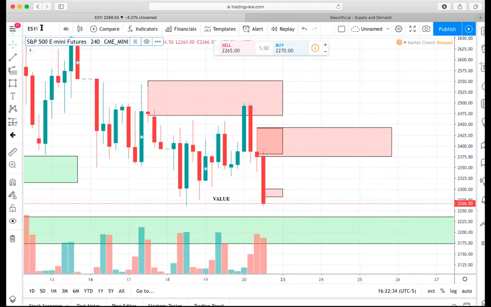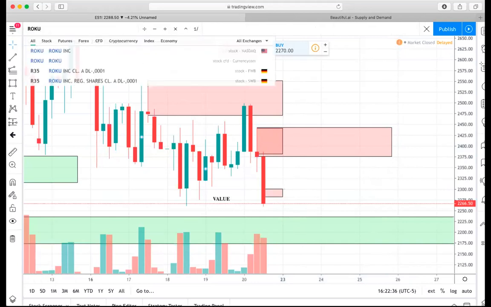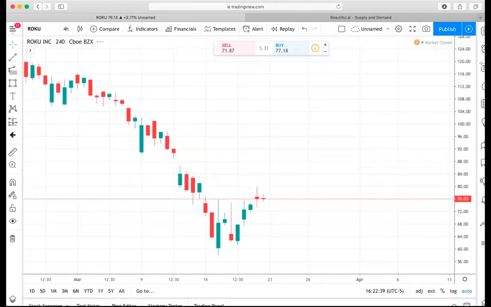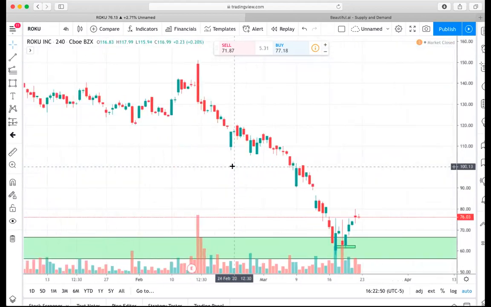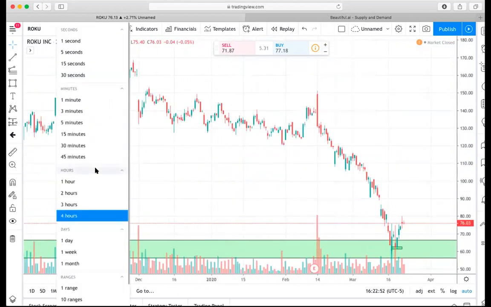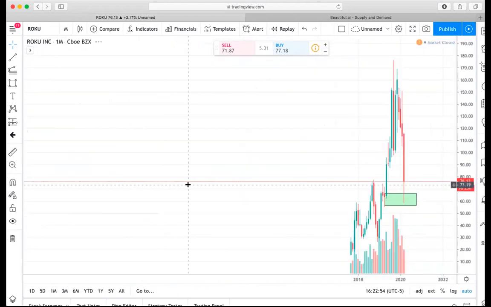All right, I'll go to one more. This is my favorite stock, my number one stock holding, Roku. A lot of people don't like this one for some reason, but this is one of my favorites. So I drew some things on this one already for a monthly demand and why we turned around at $58.